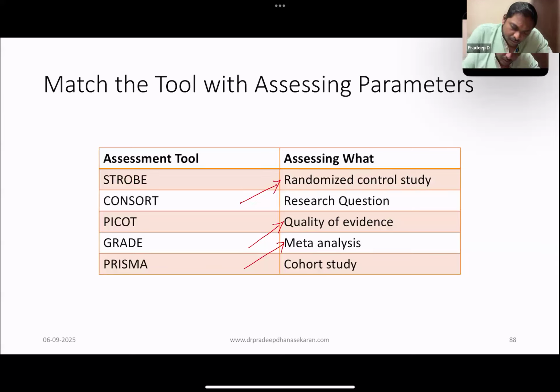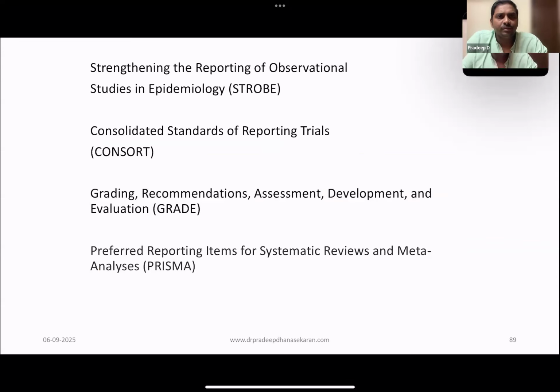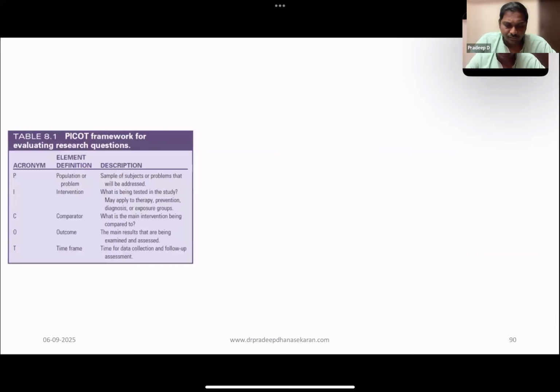PICOT is nothing but it helps us to analyze the research question, and STROBE is used to analyze the validity or the accuracy of a cohort study. STROBE is nothing but Strengthening the Reporting of Observational Studies in Epidemiology. CONSORT is Consolidated Standards of Reporting Trials. GRADE is recommendation for evidence, and PRISMA for systematic review and meta-analysis.